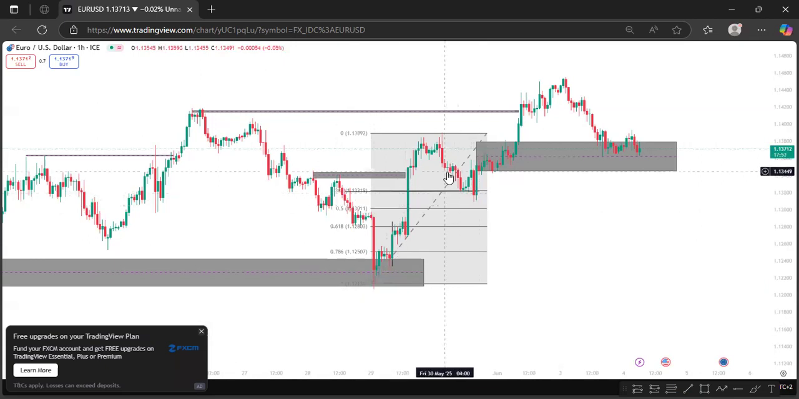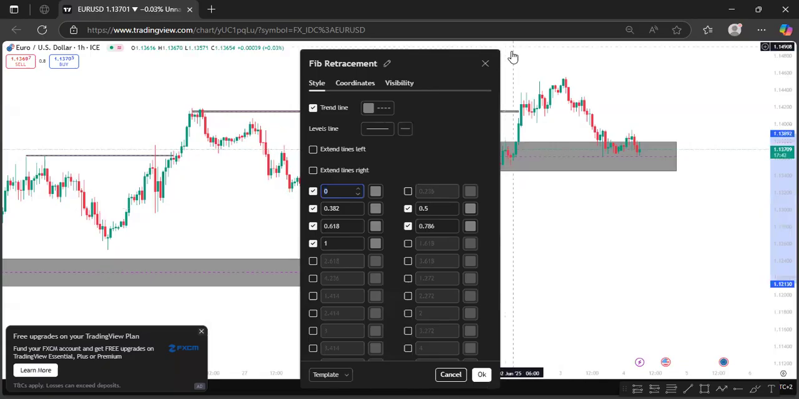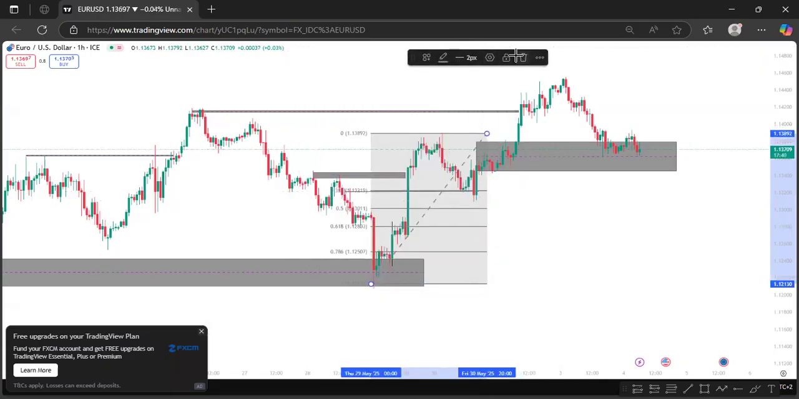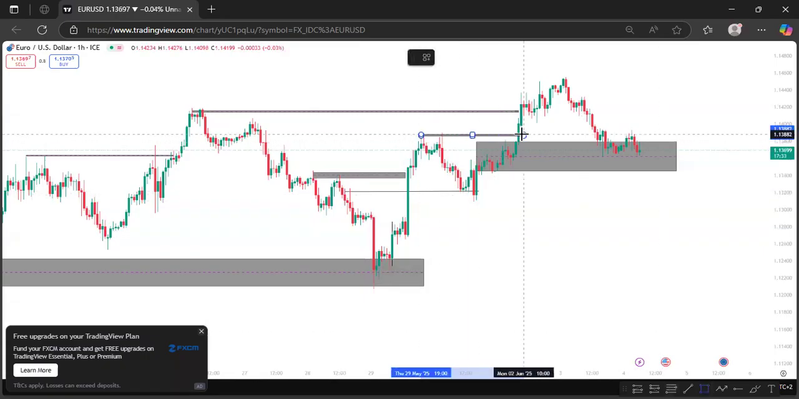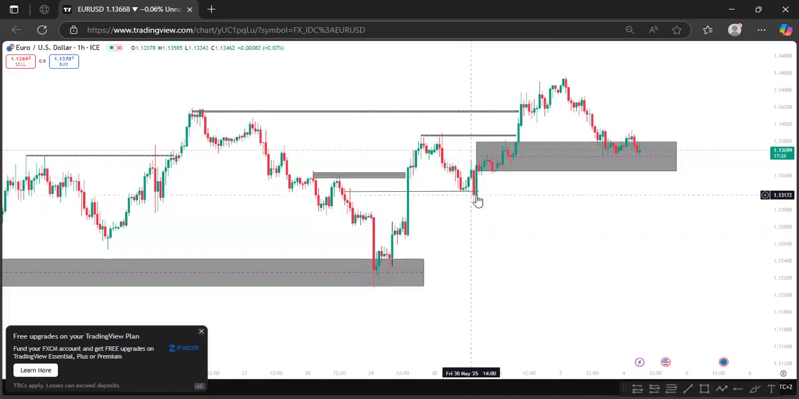But if it didn't reach this 0.38 level, it means it is not a valid pullback and it is going to be considered as an inducement. Do you understand? Since it took out that level, it indicates that it is a valid pullback. So if price should take out this internal high, then it is a break of structure to the upside. That's why we are not considering this as inducement.